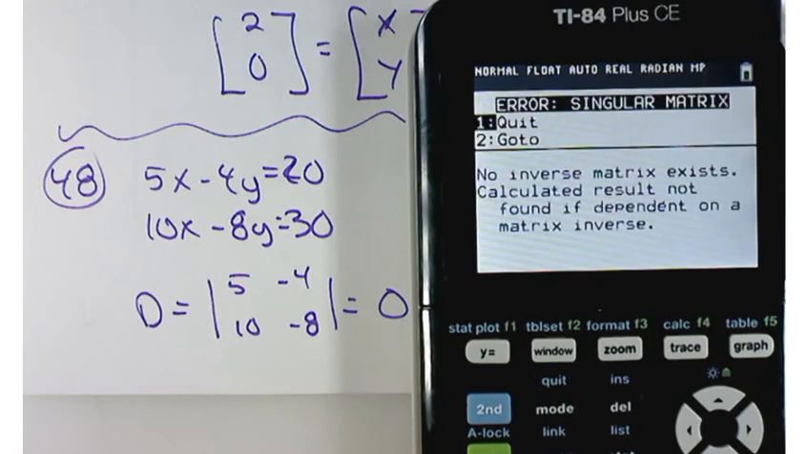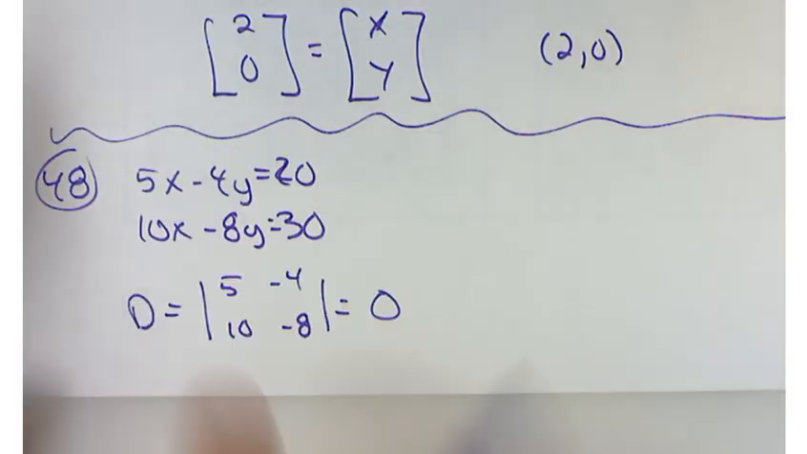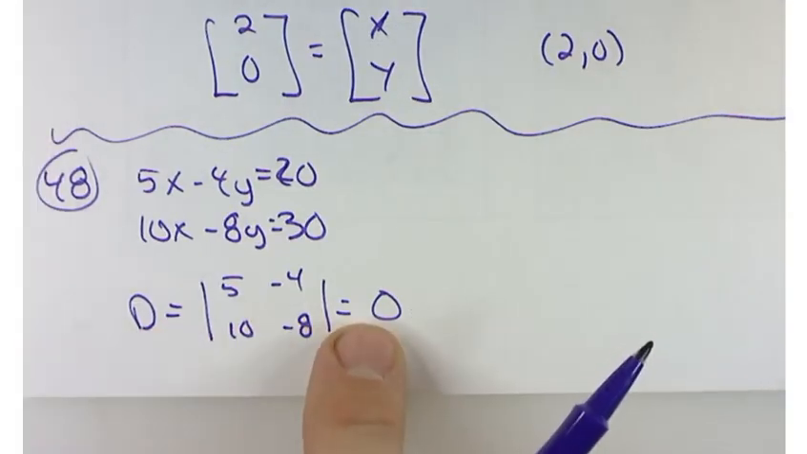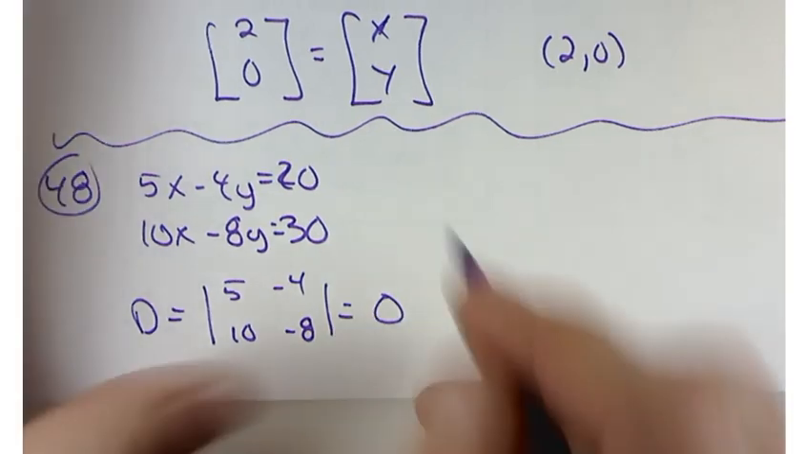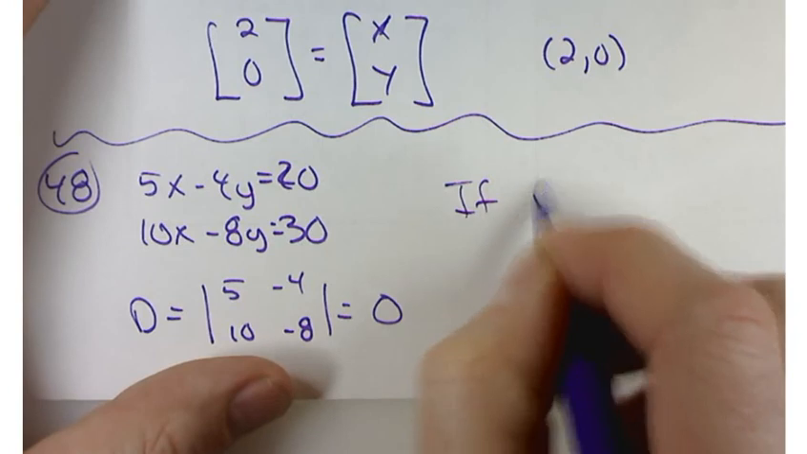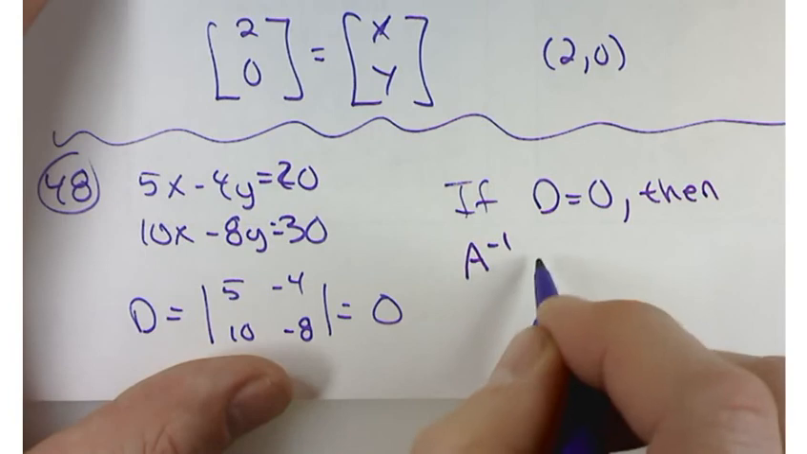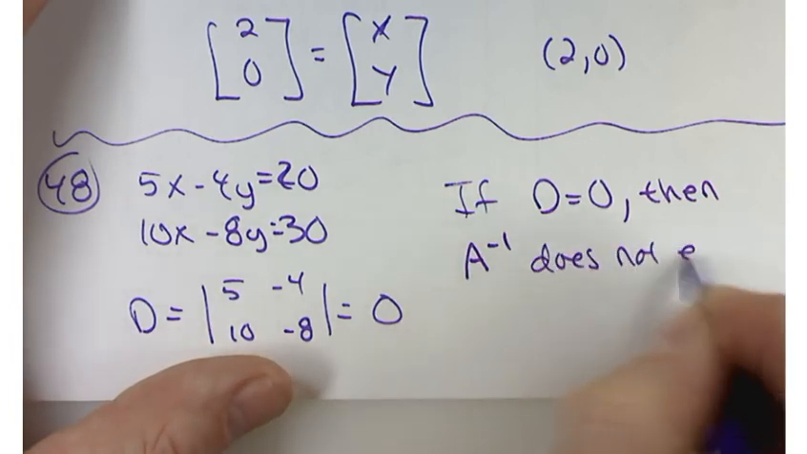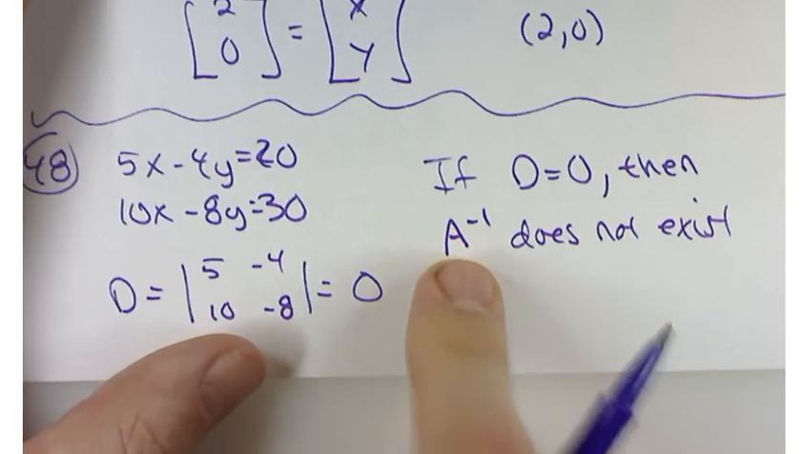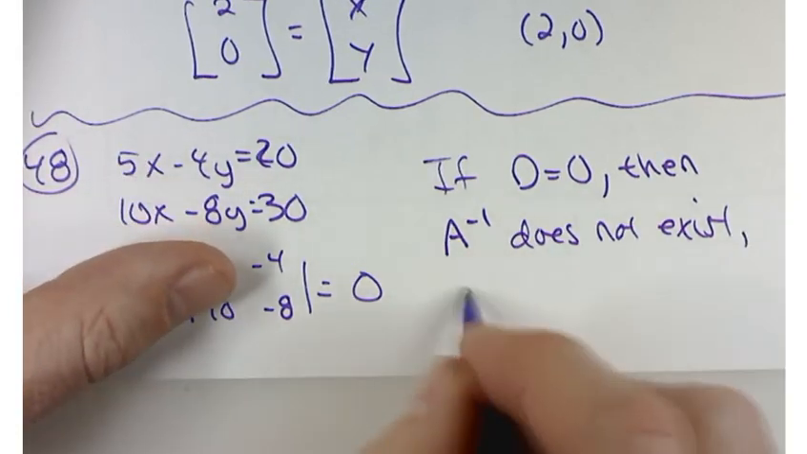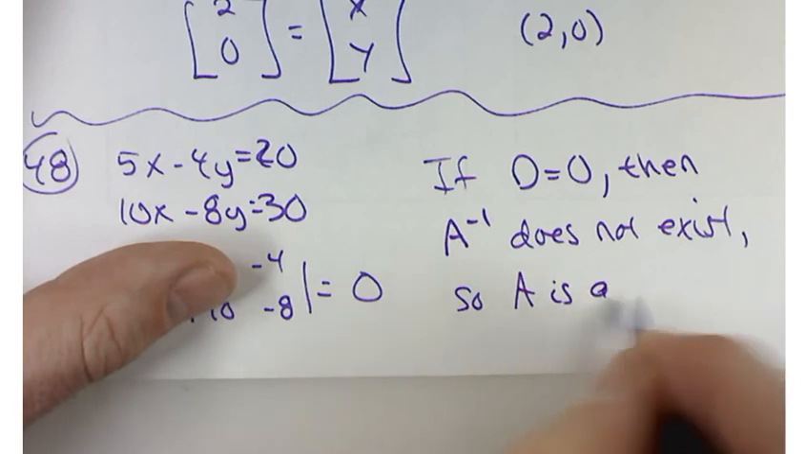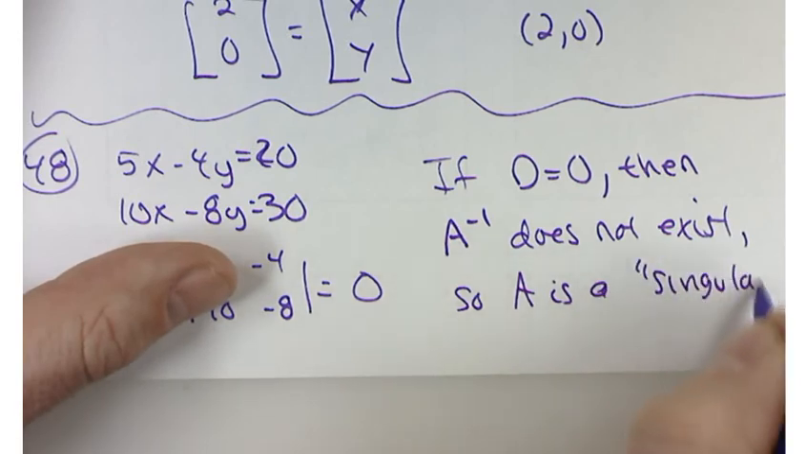Oh, wait a minute. Something's wrong. And what's wrong is that you can't find the inverse here. And the short story is this. If the determinant is 0, you can't find the inverse of a matrix. They don't exist. You have what's called a singular matrix. So if D equals 0, then A -1 does not exist. You can't find the inverse. So A is a singular matrix.